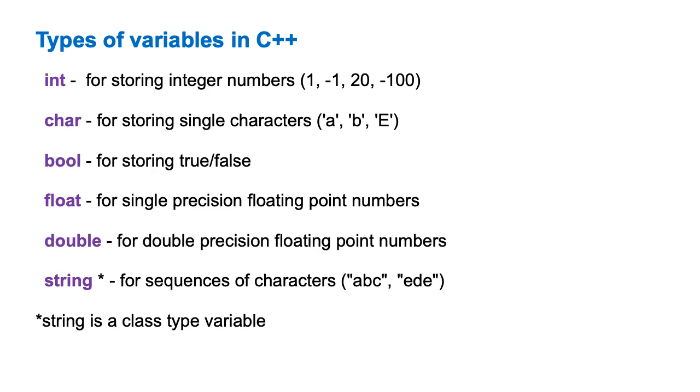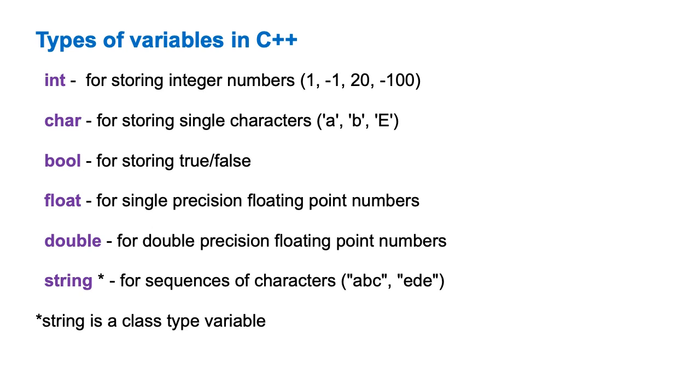We have the int type, which is used for storing integer numbers. An integer is a whole number that is not a fraction. So you can use this data type for storing whole numbers. It can be 1, it can be -1, there can be negative numbers or positive numbers, but they have to be whole numbers, no commas, no decimals or anything.